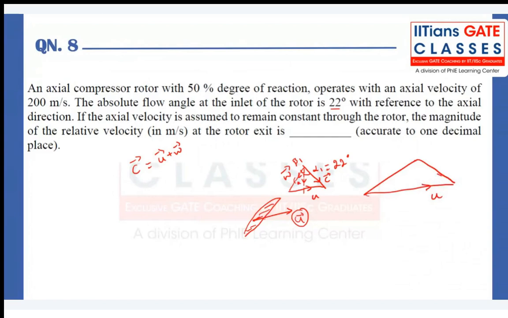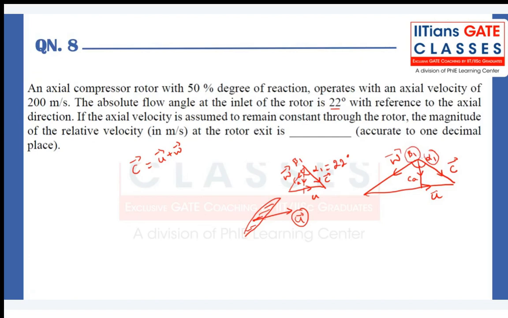C, W. So you see the vector relation W plus U is equal to C. That's the vector summation, right? So now the axial component is going to remain constant for this stage. With reference to this one, this is alpha 1 and this is beta 1. Sometimes these are referred to as absolute air angles. This is the relative angle or the blade angle, right?